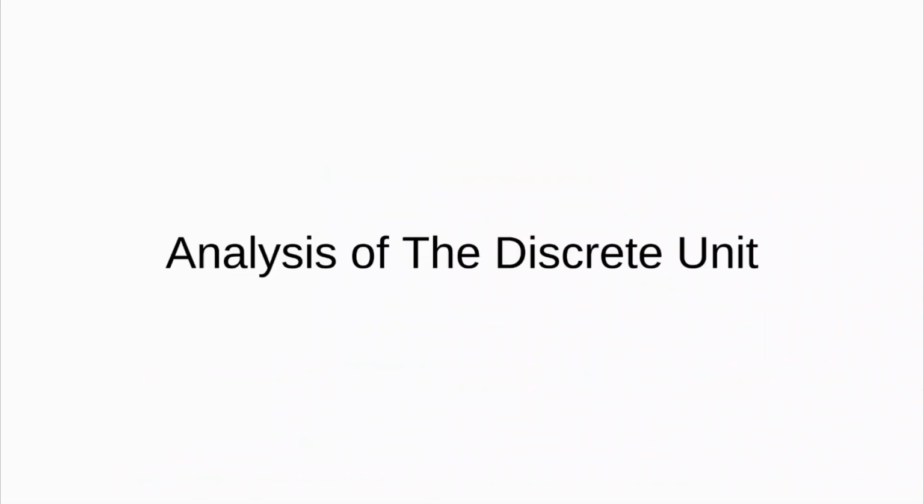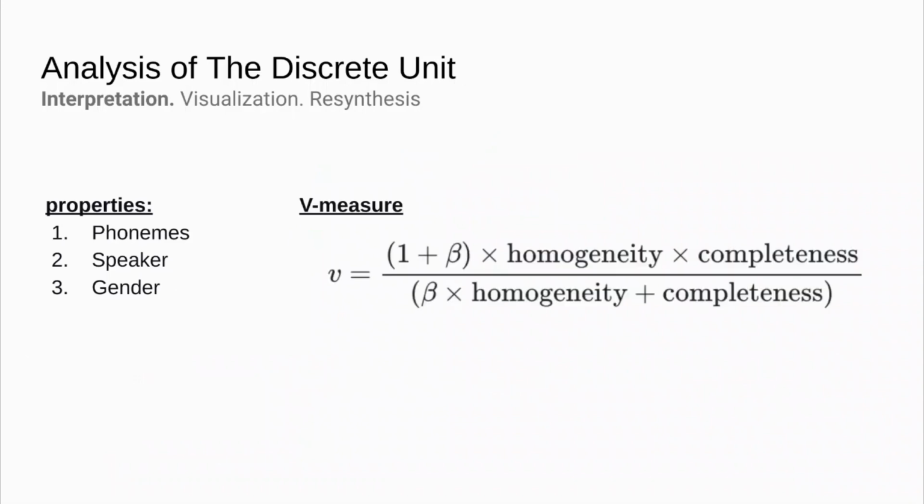In this work, we are analyzing the units on three axes: 1. Interpretation, 2. Visualization, and 3. Resynthesis. Units interpretation. We checked the correlation between the units and three speech properties: phonemes, speaker, and gender. We used the V-measure for this experiment.